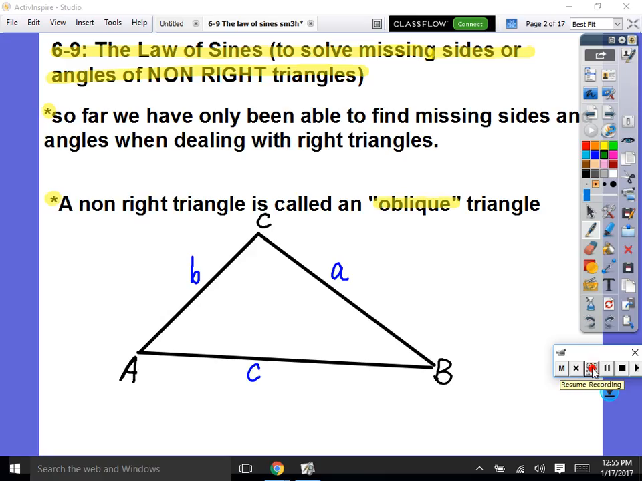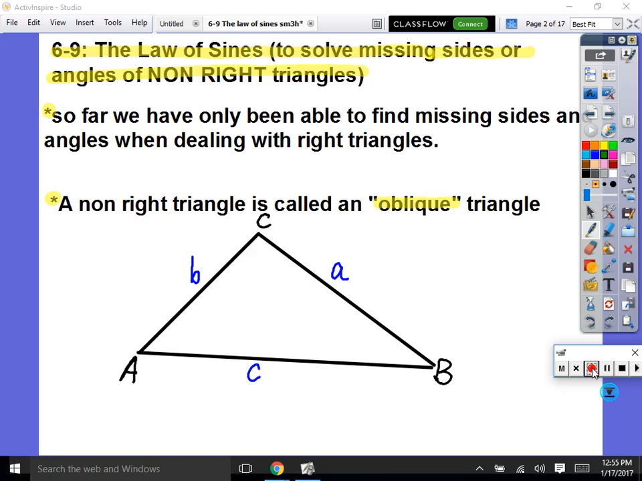We've been dealing with all right triangles, solving missing angles and solving missing sides of right triangles. However, there are many other types of triangles that can be created that are non-right triangles. So once again, so far we've been dealing with right triangles and using right triangle trig. However, if it's a non-right triangle, it is not allowed to use right triangle trig.